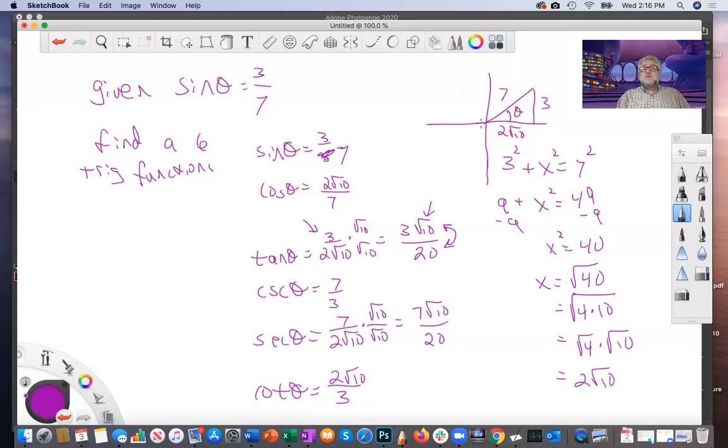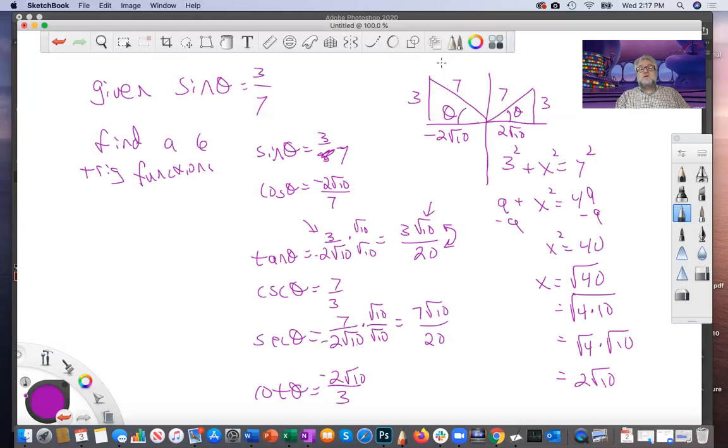Ta-da! Now, if it was over here, it would have been correct to say if this was theta, sine would still be 3 over 7. So we don't really know where it is. If it's over here, this is still 2 radical 10, but it would be negative. So if it was in the second quadrant, then all of these 2 radical 10s would be negative, and you'd have a whole bunch of negatives here.